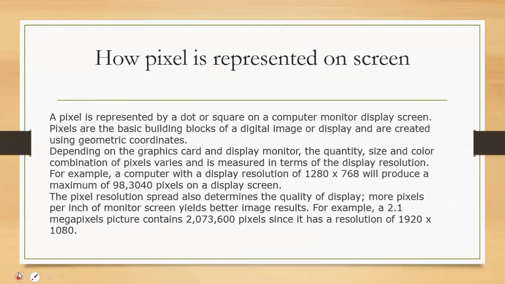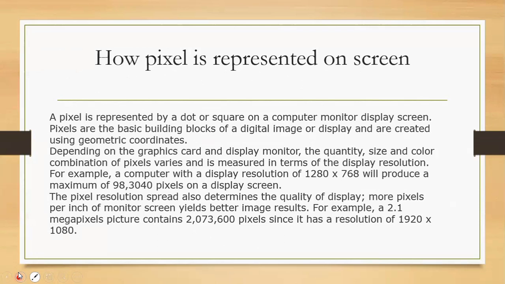Next, how a pixel will be represented on screen. This is a very important topic, so we'll see how it is represented on screen. A pixel is represented by a dot or square on a computer monitor display screen. Pixels are the basic building blocks of a digital image or display and are created using geometric coordinates. Depending on the graphics card and display monitor, the quantity, the size, and the color combination of pixels vary and are measured in terms of the display resolution.